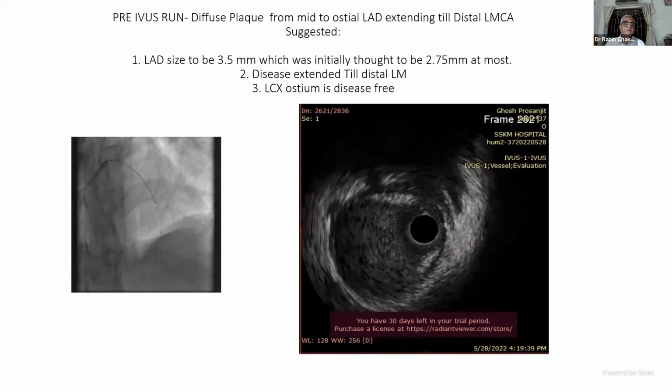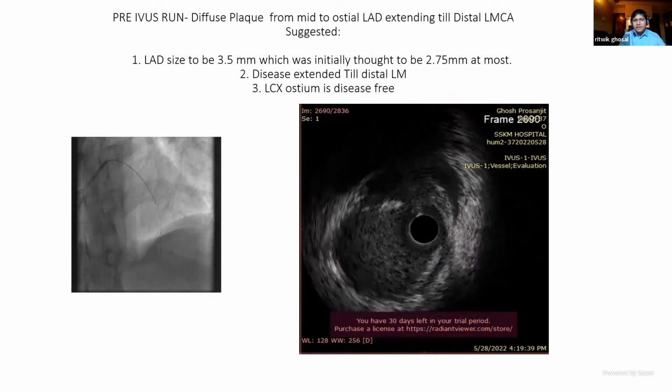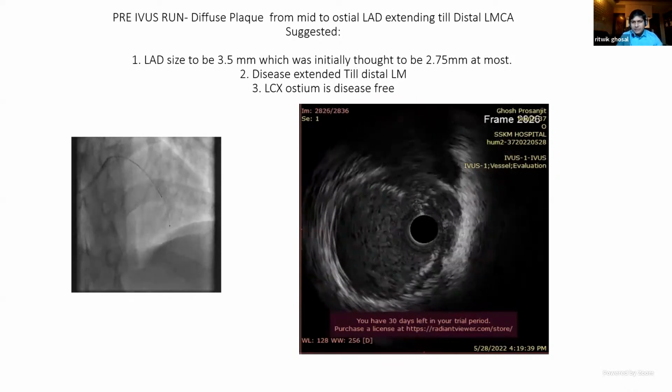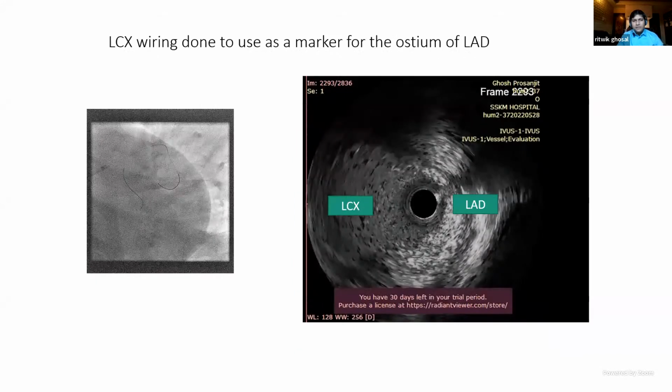So finally, what happened? Sir, here in this case we can see the distal LM also had disease, and the LCx ostium was apparently disease free in this picture also. After that, sir, LCx wiring was done to have a landmark for ostial LAD stenting. We wanted to stent from distal LM to LAD, so we had the landmark where we have to land in the distal part and the proximal part. This is the landmark, sir, the LAD and LCx.